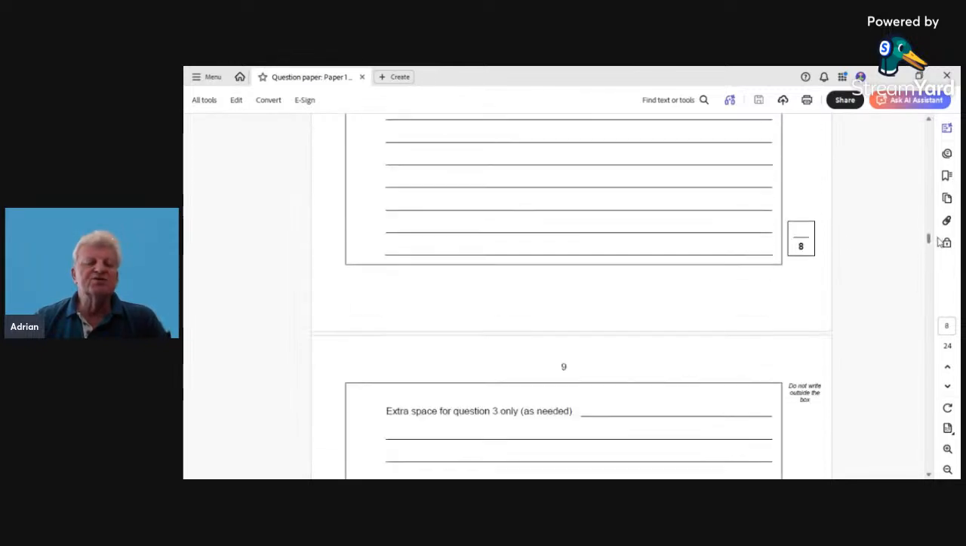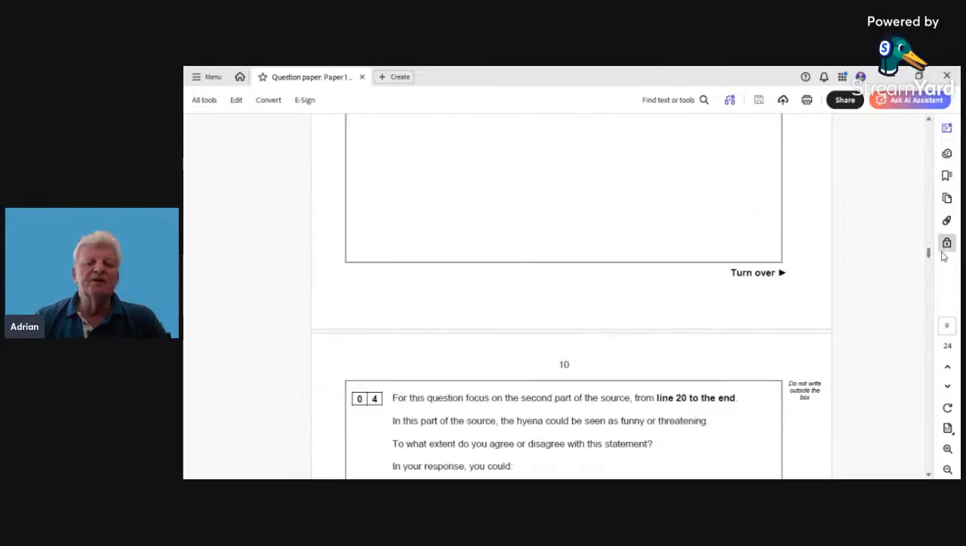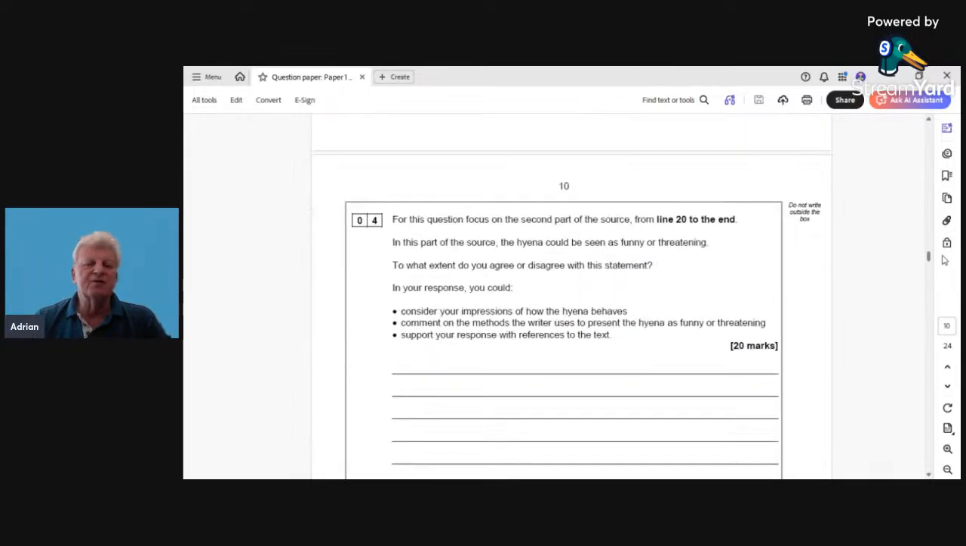By the time you get to question 4, you are beginning to understand the source incredibly well. So here is the structure of question 4 and the skills required here. This particular question is more evaluative. So for this question, focus on the second part of the source, and it's always the second part. In this part of the source, the hyena could be seen as funny or threatening. To what extent do you agree or disagree with this statement?